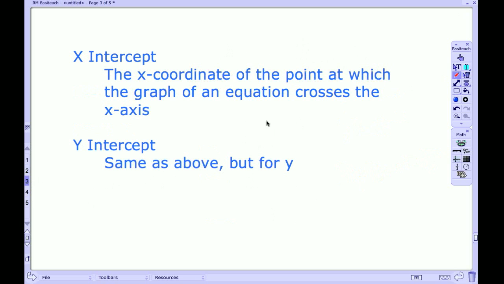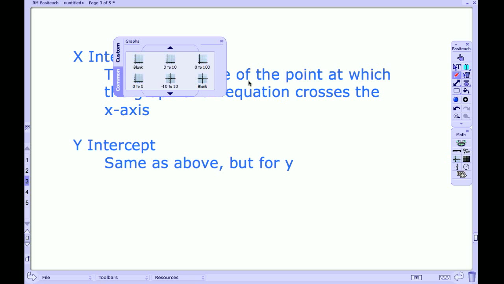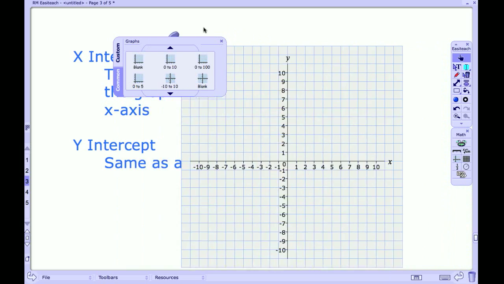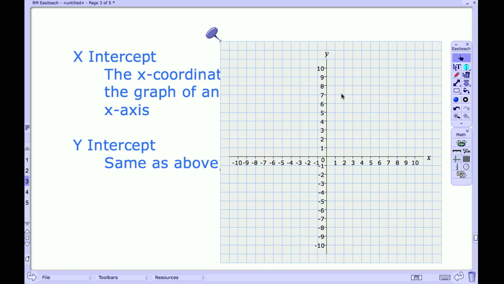A couple of things we're going to talk about are the x-intercepts and the y-intercepts. The x-intercept is simply that. It's where the line crosses the x-axis. So if I show you a coordinate plane here, and we say where does this line cross the x-axis? Right here, this line would cross the x-axis at 3. So the x-intercept on this equation would be x equals 3.